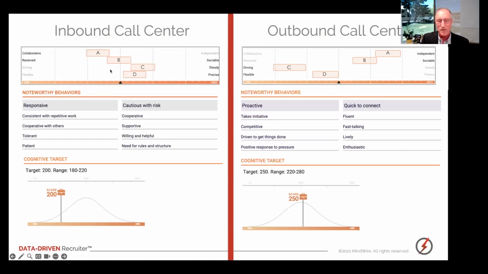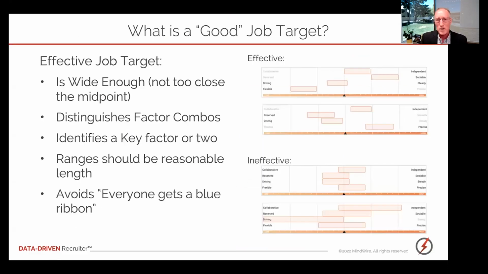Once I define this job target, two things happen. One, I've got a standard of excellence against which to look at our candidates to make sure we get the right person in the right job. But it's also going to create a job report that will allow me to pull verbiage out that we'll use in our job postings. And that's where we're headed today. So let's talk a little bit.